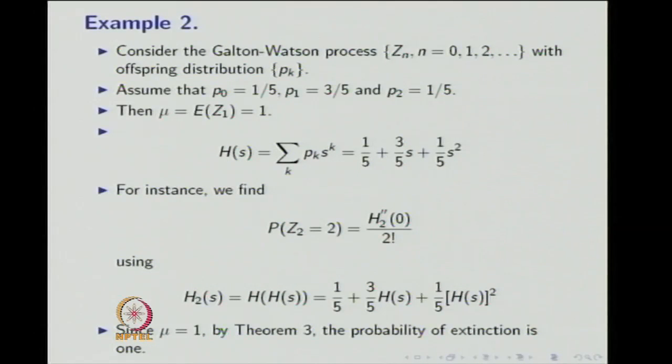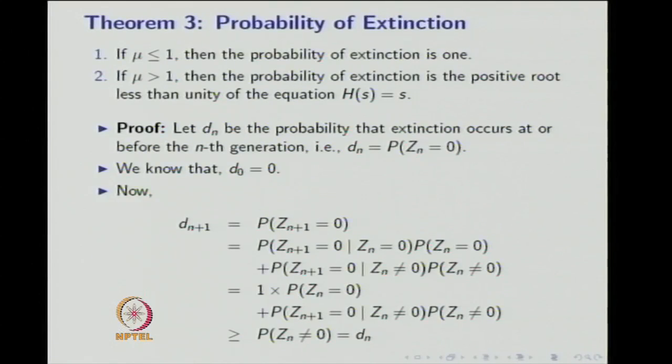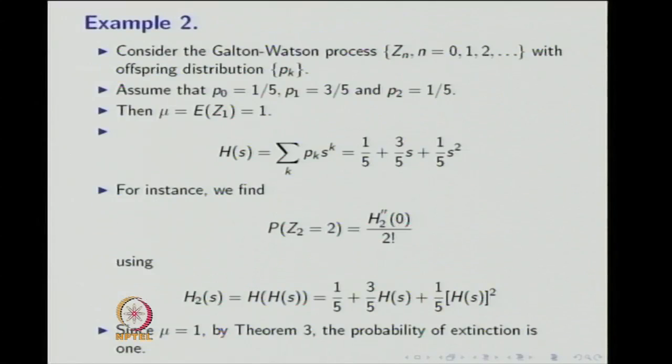Since mu is equal to 1, this is a critical Galton-Watson process. By using theorem 3, we conclude the probability of extinction is 1. Theorem 3 says if mu is less than or equal to 1, then the probability of extinction is 1. So, since in this problem mu is equal to 1, hence by theorem 3 the probability of extinction is 1.